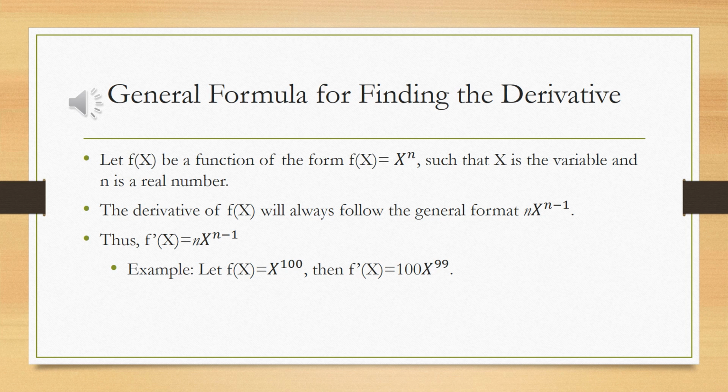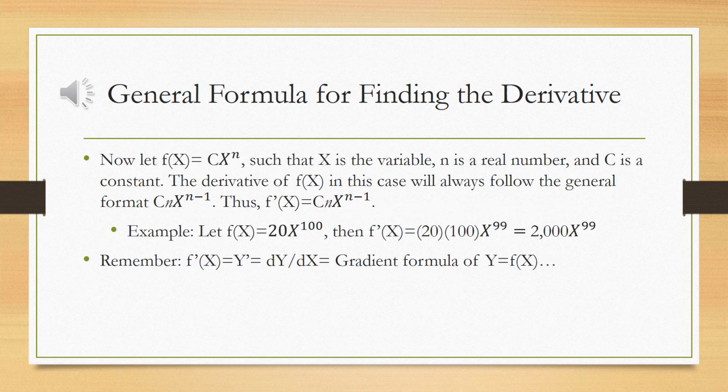All of the functions of this form will have their derivatives in the form f prime equals n x to the power n minus 1. If we use the previous example, f of x equals x to the power 100, then f prime of x equals 100 x to the power 100 minus 1, which is equal to 100 x to the power 99, such that n is 100 and n minus 1 is 99.